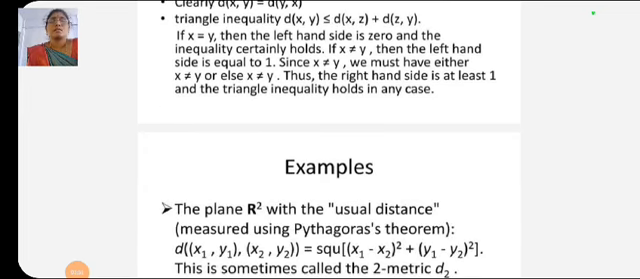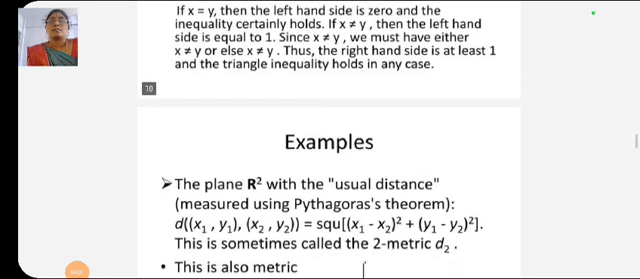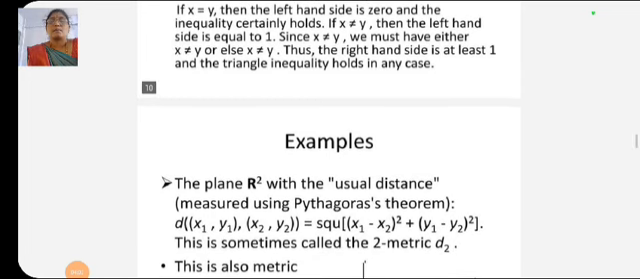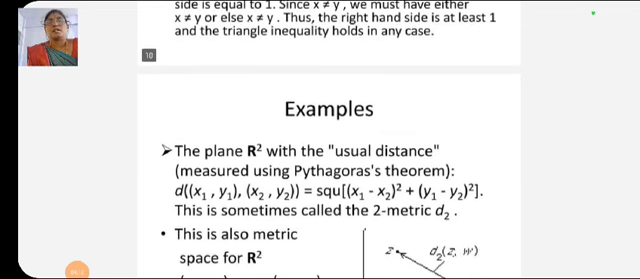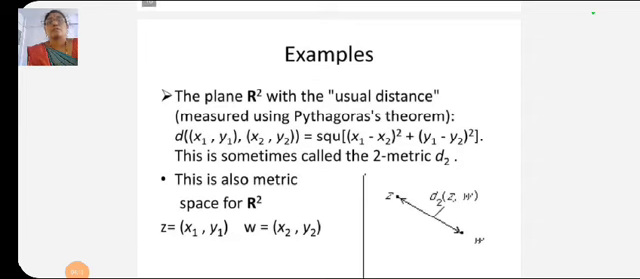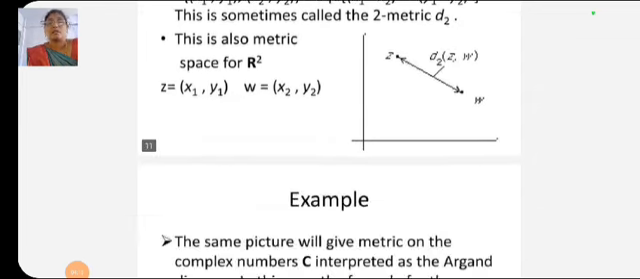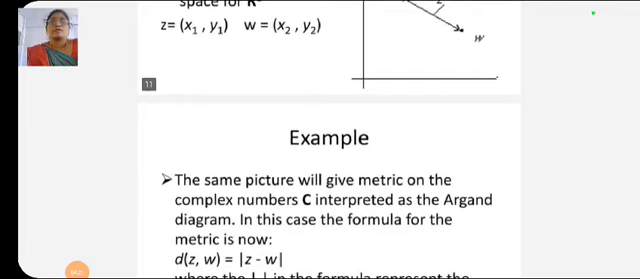The second example is R squared with the usual distance measured by the Pythagoras theorem. The points will be taken as x1, y1 and x2, y2. Therefore, the square root of x1 minus x2 whole squared plus y1 minus y2 whole squared. This is sometimes called the 2-metric, so it is called d2. This is also a metric space for R squared. And then z equal to x1, y1 and w equal to x2, y2. We have to see the picture.